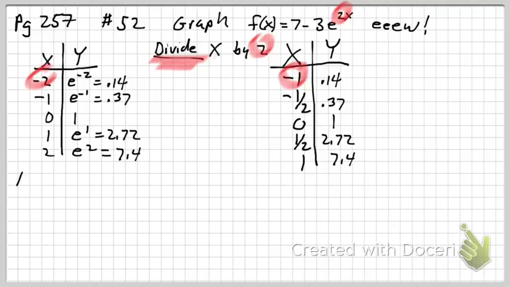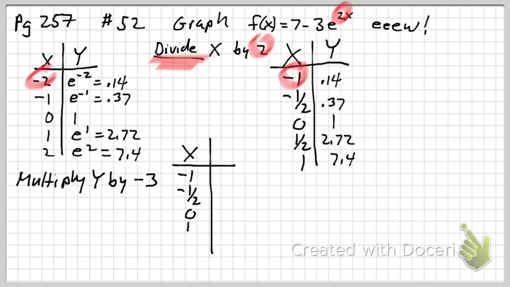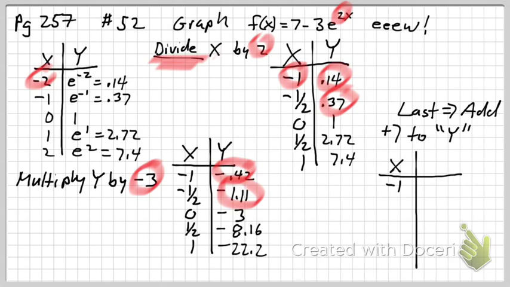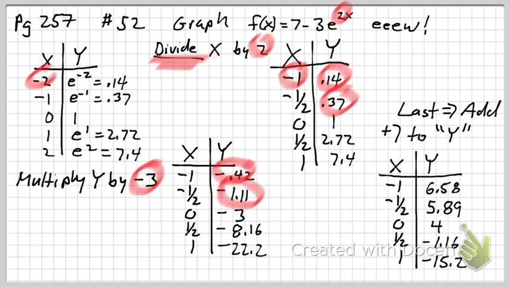Let's do the next. The next one is I multiply by -3. This kind of kills 2 birds with 1 stone. I get a reflection and I get a vertical stretch. So what did I do? I took every y value and multiplied them by -3. One more translation to go. The vertical shift. I add 7 to all my y values. And there it is. And then I plot that.